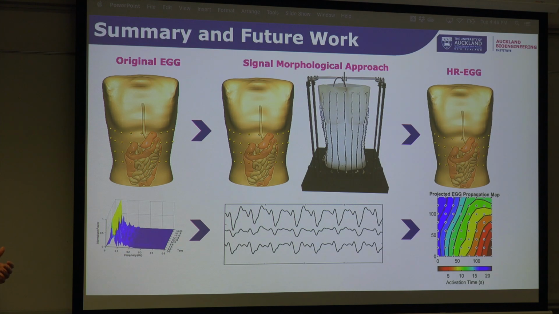So EGG in its current format is purely a spectral-based approach. We can only get a normative range, so we can only say 3 cycles per minute is normal or the patient is abnormal. During my PhD, we tried to do a signal morphological-based approach, actually looking at those different morphologies, and it was shown that that was not possible due to biodiversity in the population.